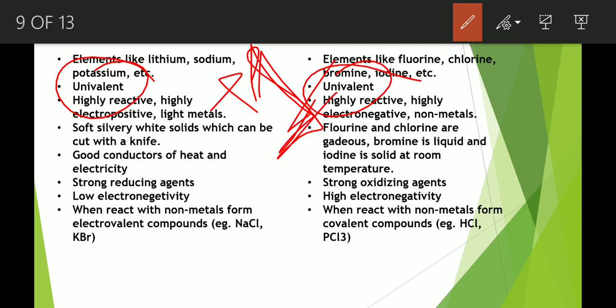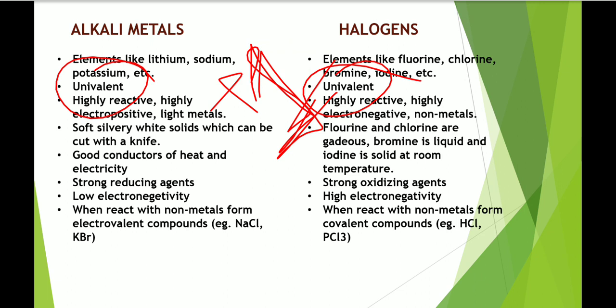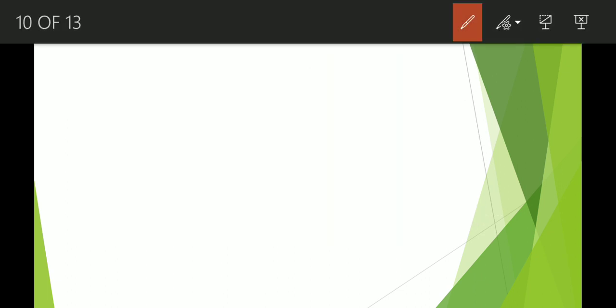Now you can have a question in your mind: if alkali metals have only 1 electron in the valence shell and if halogens have only 7 electrons in the valence shell, then how come they both are univalent? They both have a valency of one. How is this possible?